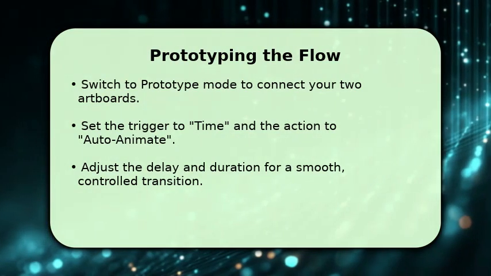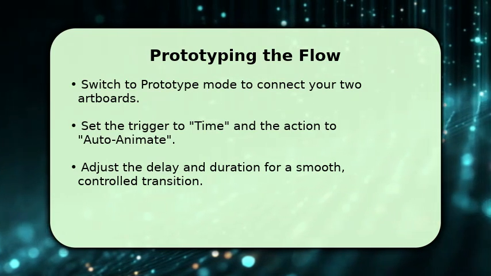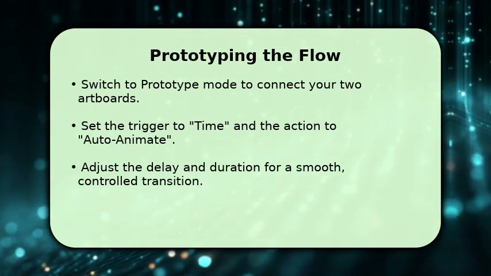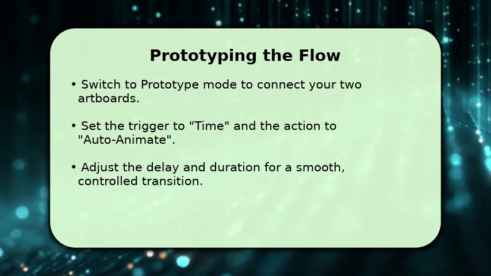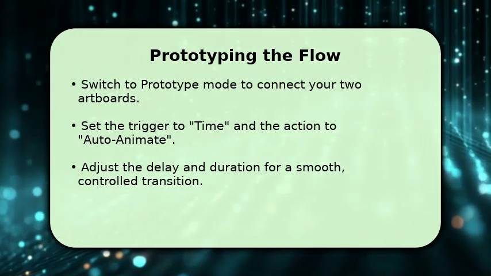Next, switch to prototype mode to connect your artboards. Drag a wire from the first artboard to the second. For the trigger, select Time, and for the action, choose Auto Animate. This powerful feature automatically interpolates the changes you made.